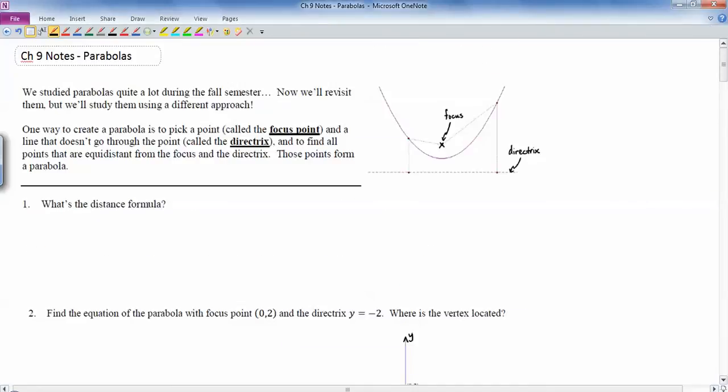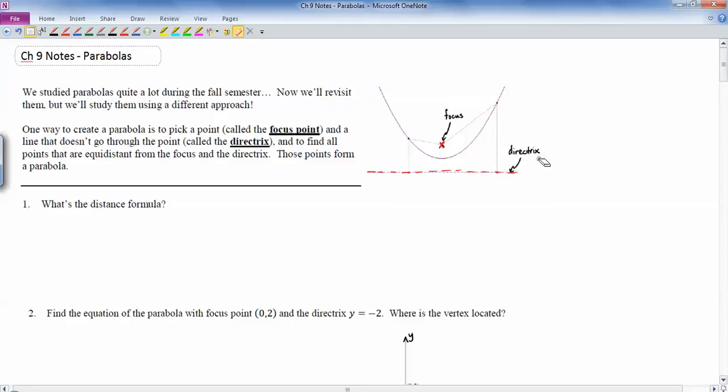Alright, so this will be the last shape that we cover in Chapter 9, and this one's on parabolas. We've already studied parabolas in the fall, but we're going to take a different approach to them now, because parabolas, it turns out, also have focus points. Each parabola has its own focus point, and that's inside the parabola, inside the arc. And then outside the arc, there's a line called the directrix.